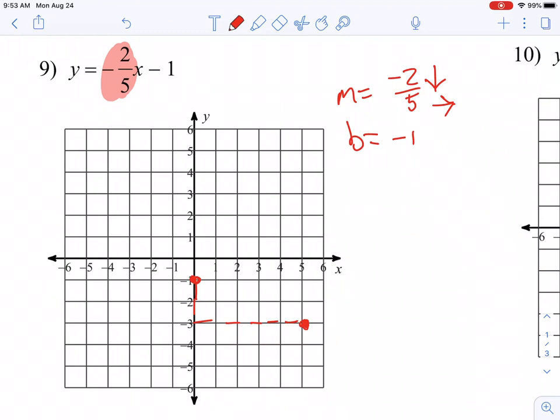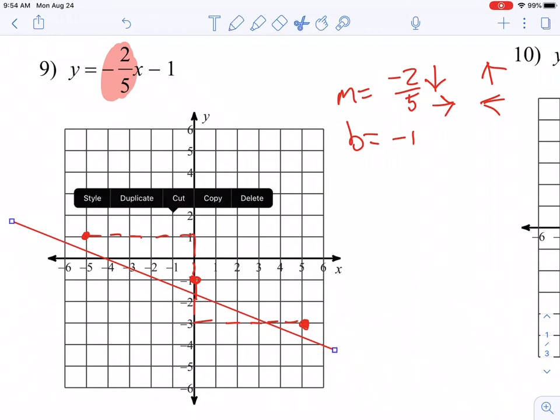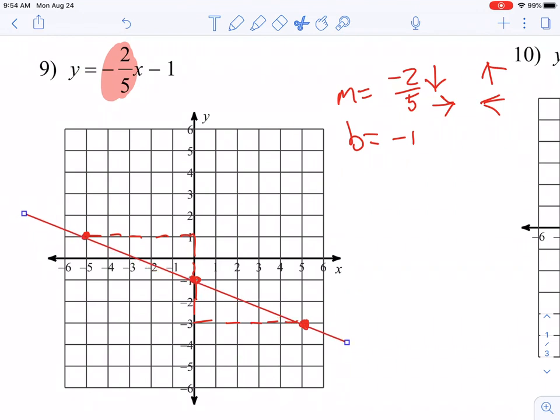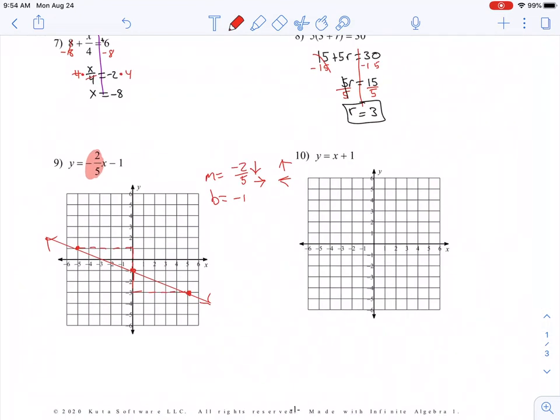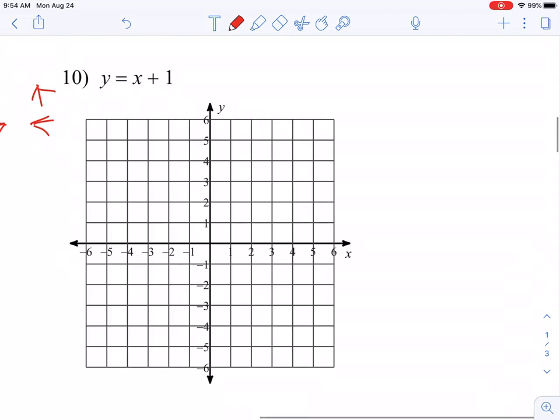We're also allowed to do the exact opposite. We could go up and left. So I could go up 2, 1, 2, and left 1, 2, 3, 4, 5. That line is just awful. It's hard to line these up on the tablet. We put arrows on our line because it does extend. And that's that line.